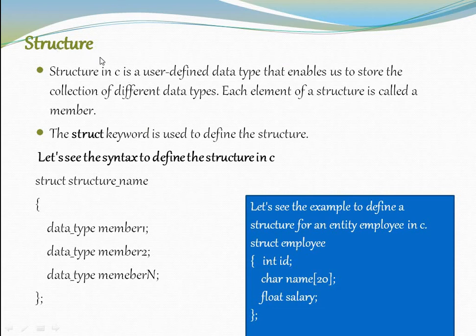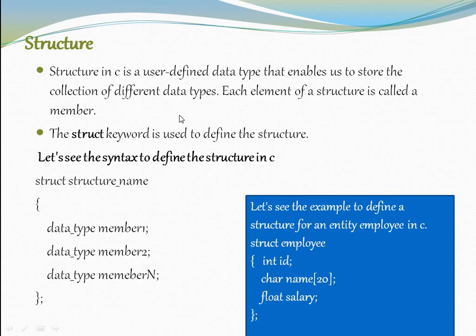In C, what is a structure? Structure is similar to an array. In case of an array, we are storing same data type items under a common name. In a structure, we are going to store different, heterogeneous data elements under a common name. So a structure is a user-defined data type that enables us to store a collection of different data types.